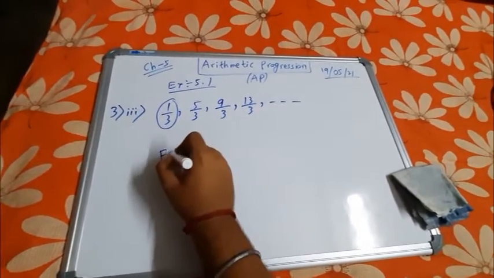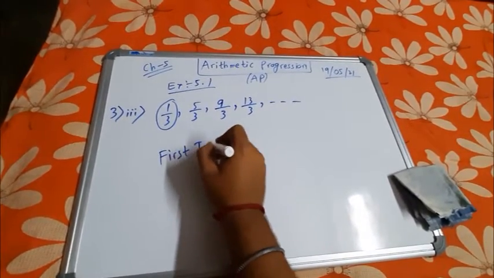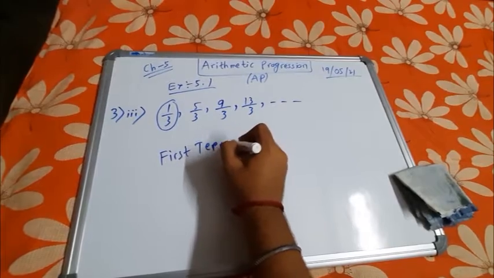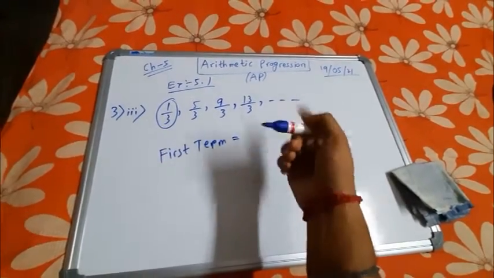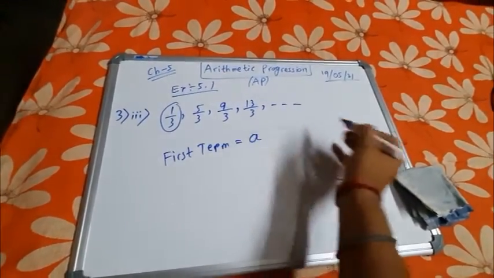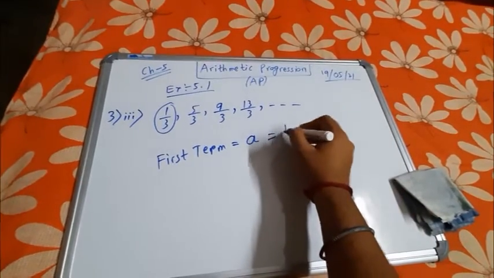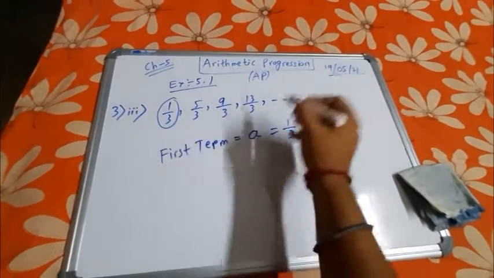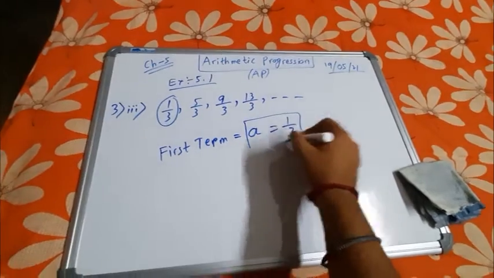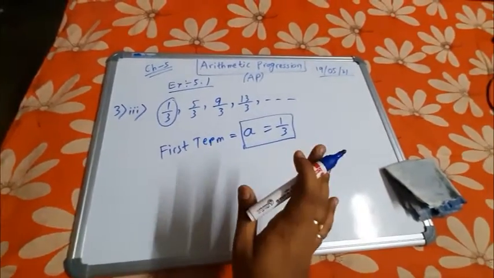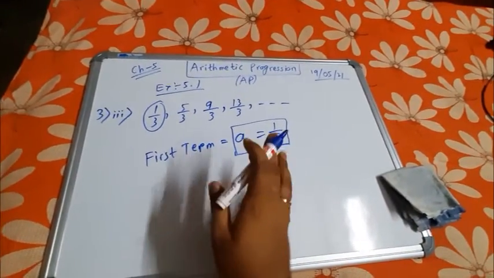So you can write first term, and I have told you many times that the first term is represented by only A, that is equal to 1 by 3. So the first term will be actually 1 by 3. The first term is the first element occurring in the series, the first number of the series. So A equals 1 by 3.